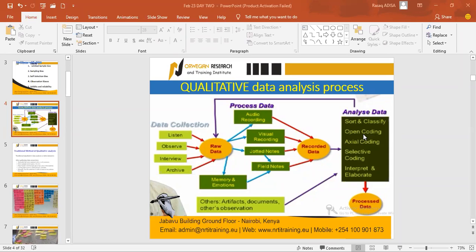So these three, bringing them together under a theme is what we call selective. All these three, agriculture, water, and health problem, those are the three categories of impact they have identified. So you are now grouping these three together under impact of climate change. So impact of climate change will now be the theme under which we discuss impact on agriculture, impact on health, impact on water. So that is what they call selective coding.